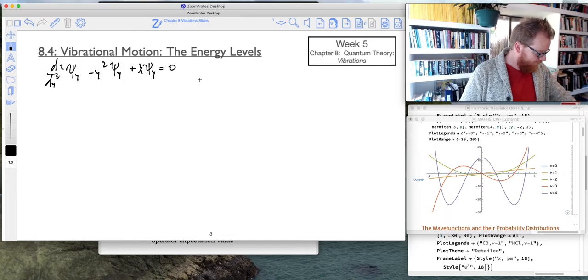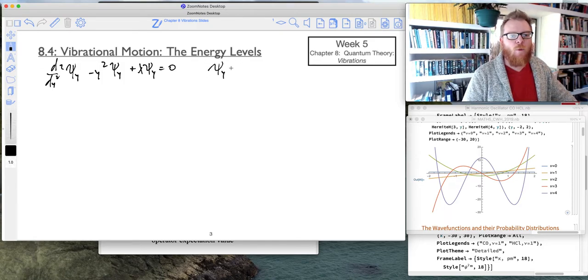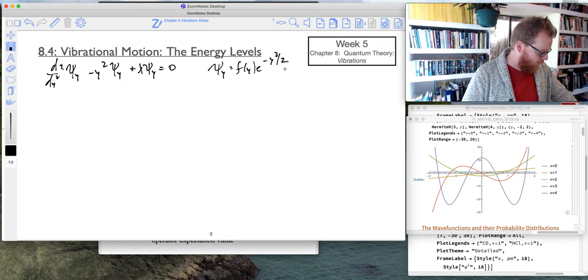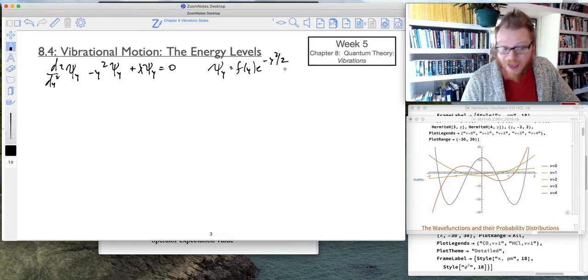Okay. And so let's see here. If my guess is psi of y equals f of y e to the negative y squared divided by 2, then this starts to become a mess, and I'll show you. So now, did I leave myself enough room? Yes, I got enough room.